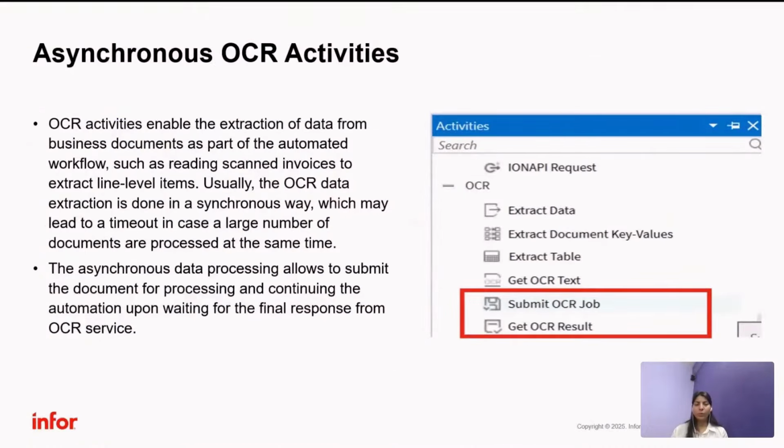Next up, we have our second enhancement that focuses on improving the OCR experience in RPA Studio. So one of the widely used capabilities is the OCR extraction data from a document within the RPA, and usually this is done in a synchronous way, which sometimes may lead to failure or timeout because of the large number of documents that were being processed at the same time. But using asynchronous data processing, you allow your documents to submit for processing and let your automation continue without depending on the document processing.